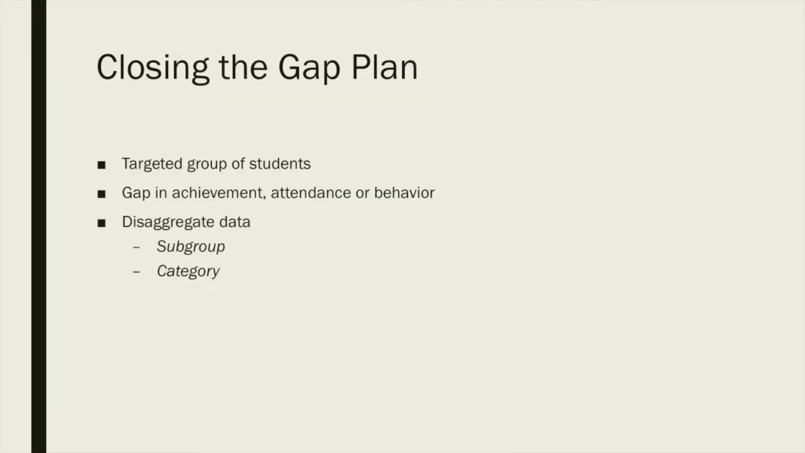The Closing the Gap action plan looks at a targeted group of students who show a gap in their academic, attendance, or behavior data. These gaps are identified by disaggregating data for specific categories. You may use a larger program goal like increasing graduation rates and drill down to a discrepancy between subgroups. Or you may write your program goal with a targeted group in mind. Data can be disaggregated several ways: by subgroup like race, ethnicity, gender, or grade, or by category like specified number of absences, early checkout, or office referrals for a specific offense.